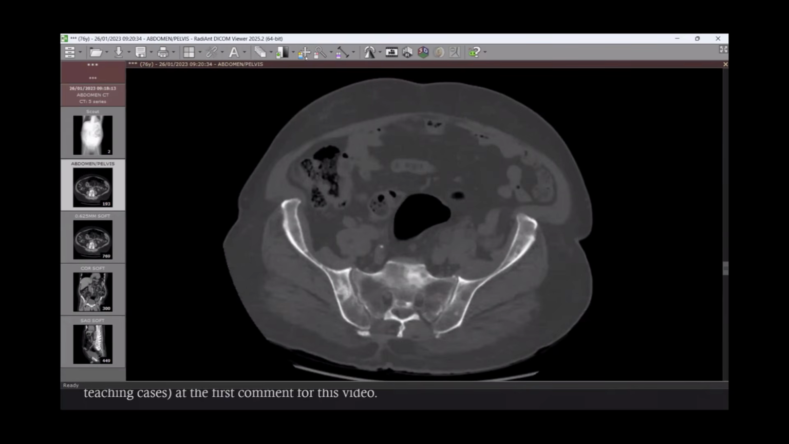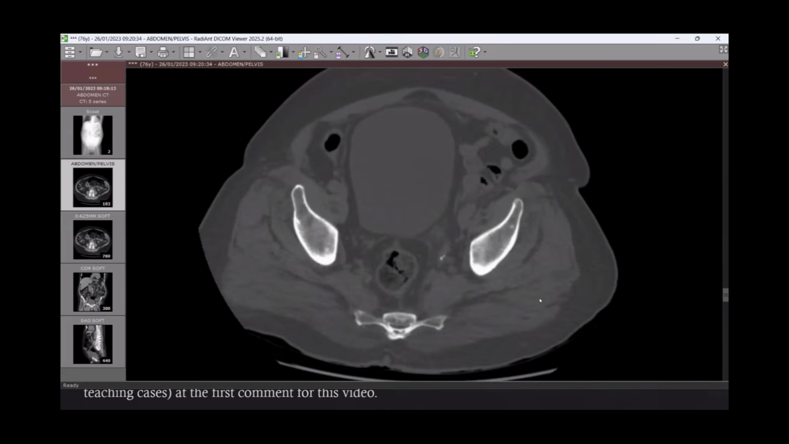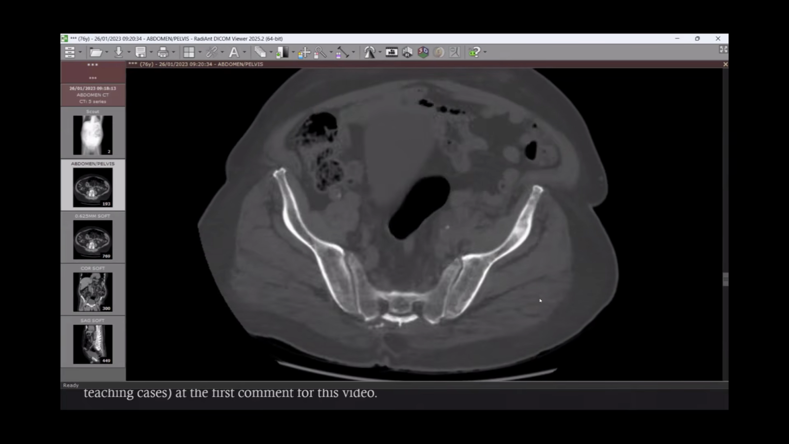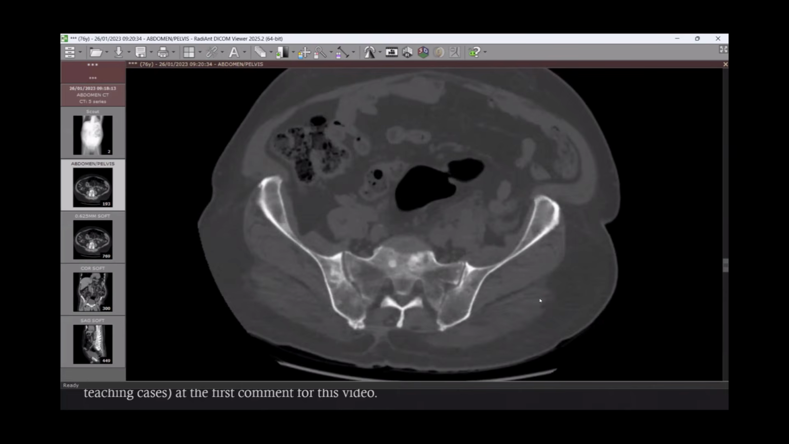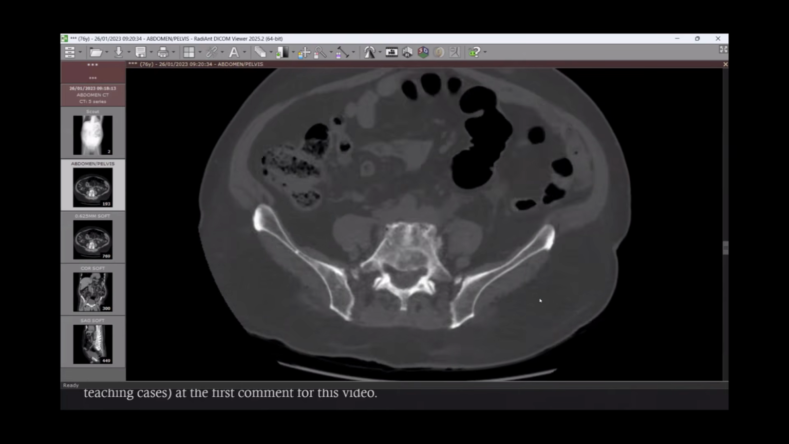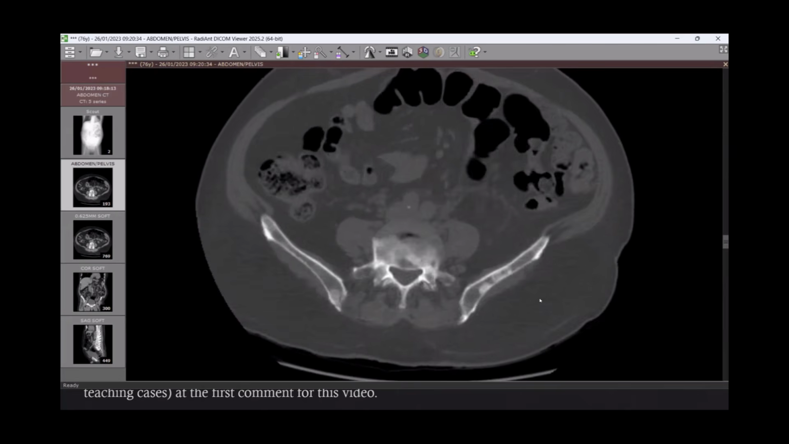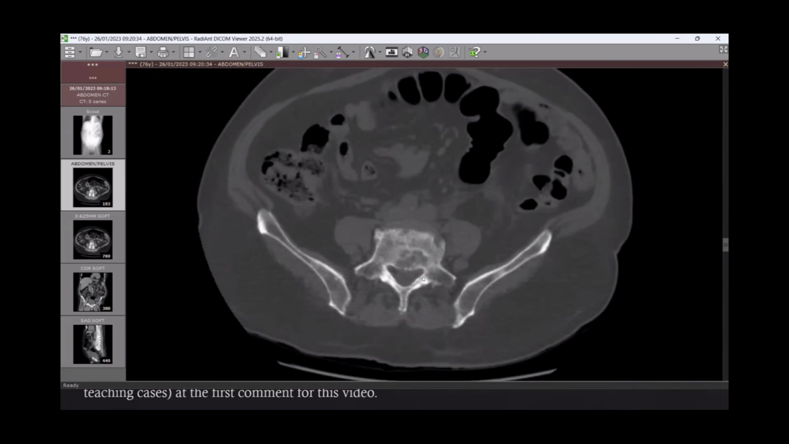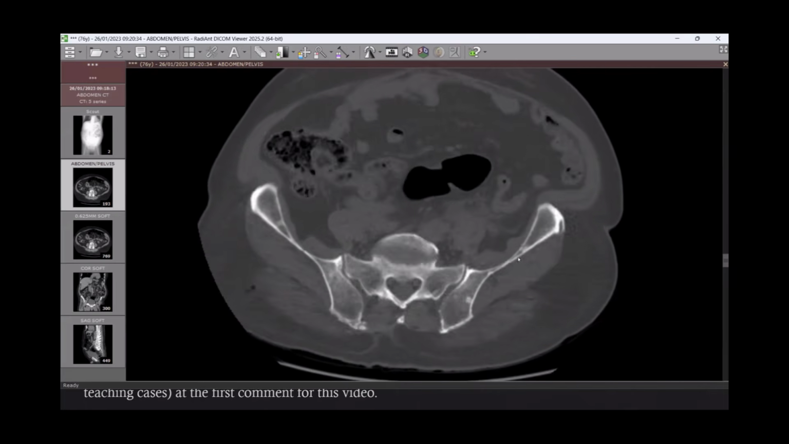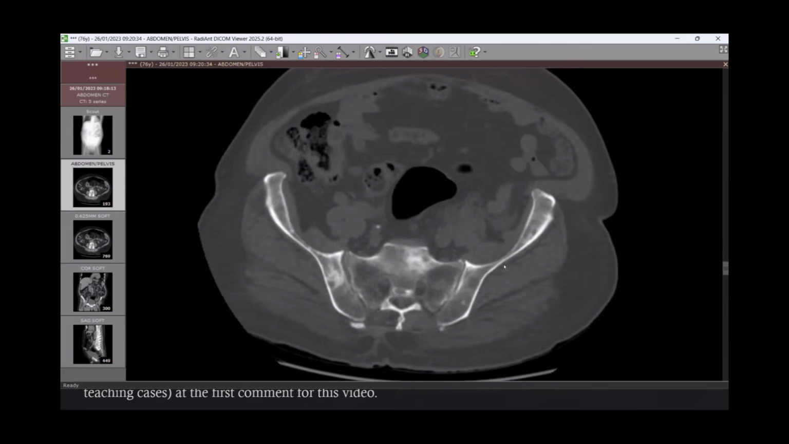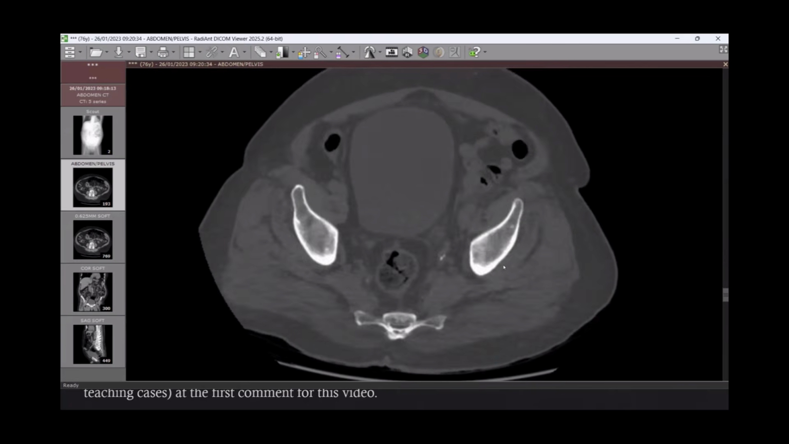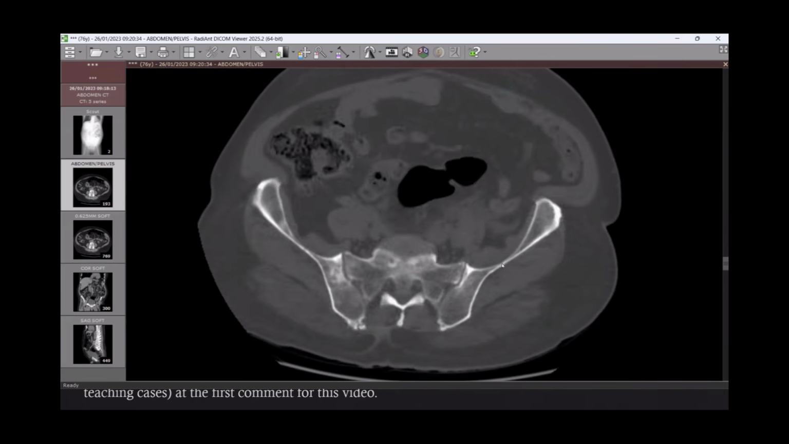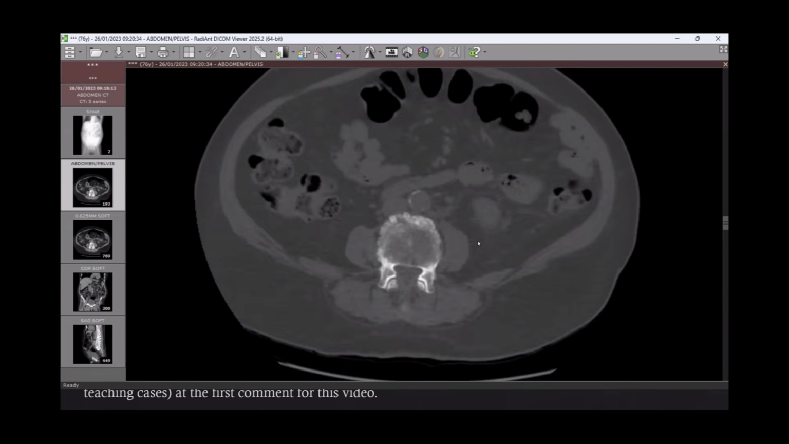On the bone window, I want to see the status of the bones to look for any lytic or sclerotic lesion. As I'm looking at the bones, I can see a lytic destructive lesion at the L5 vertebral body, with destruction of the cortex posteriorly. I want to see the sagittal sections also to look for multiplicity of the lesions.